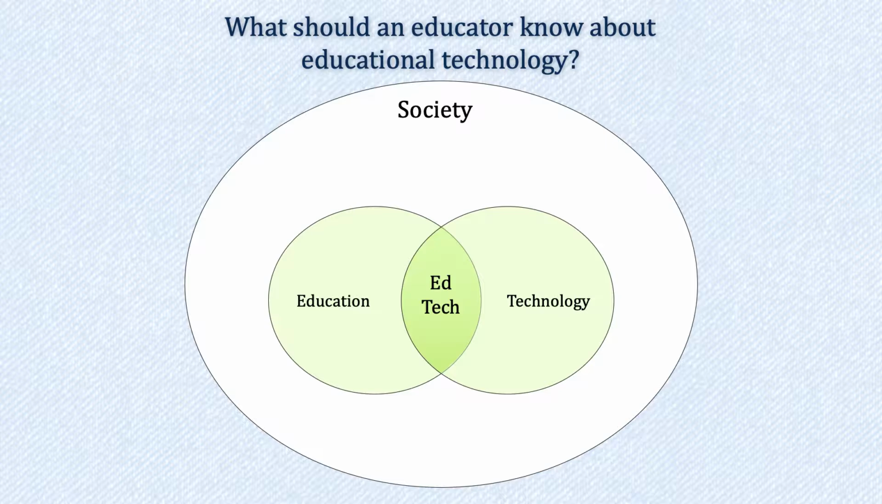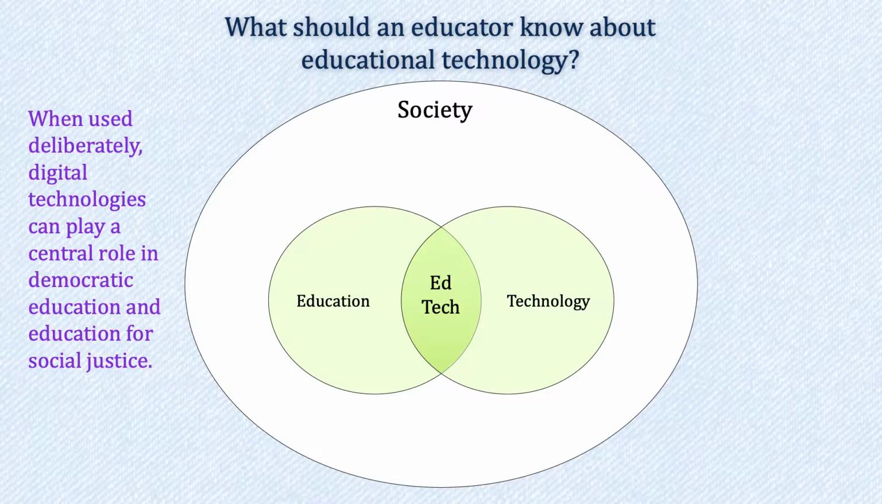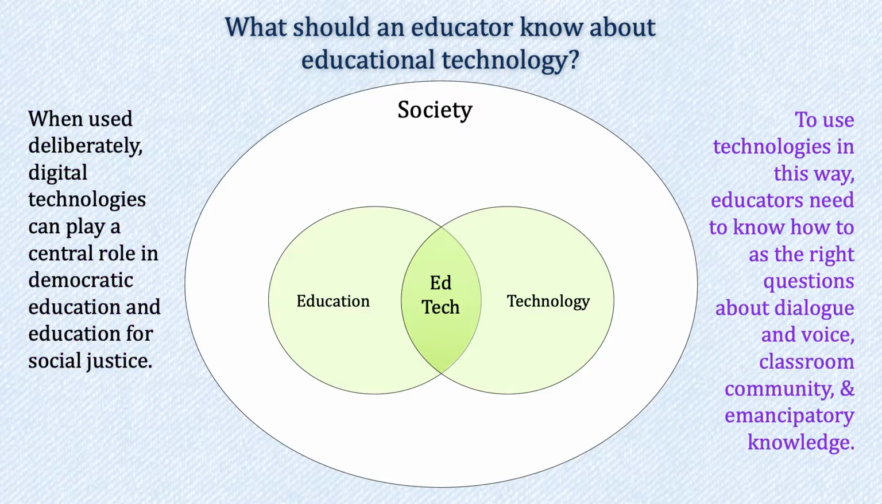Finally, we concluded the course by answering our driving question: what should an educator know about educational technology? An educator should know that when used deliberately, digital technologies can play a central role in democratic education and education for social justice. And educators should know that to use technologies in this way, we need to ask the right questions about dialogue and voice, classroom community, and emancipatory knowledge. And that, my friends, is the semester in a nutshell. That's a lot of important ideas and knowledge, so well done, everyone.